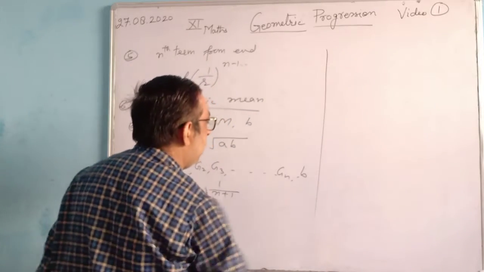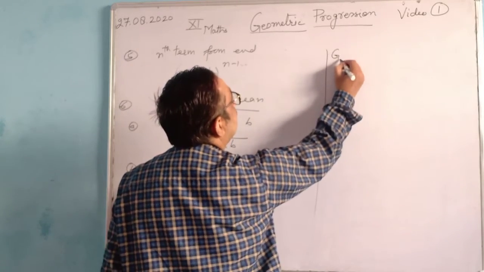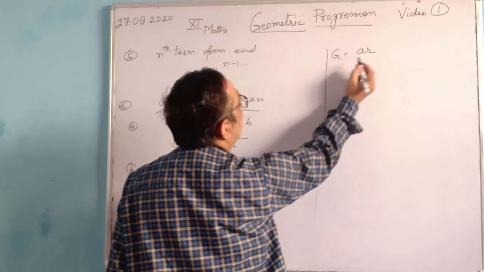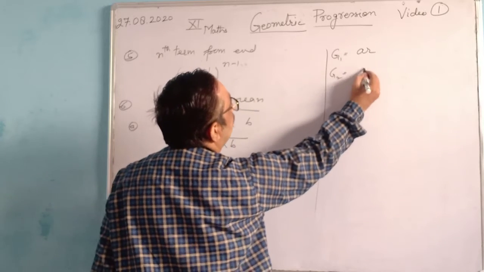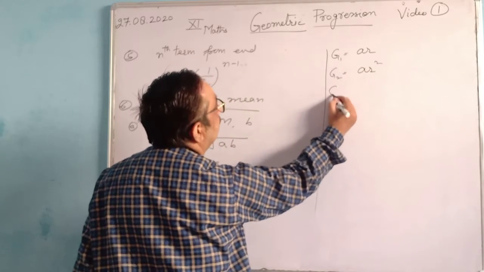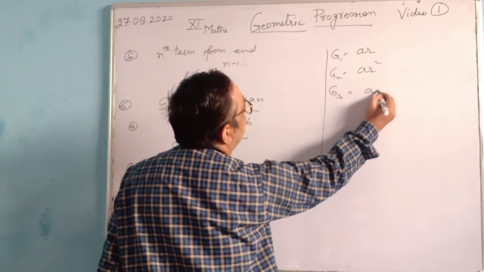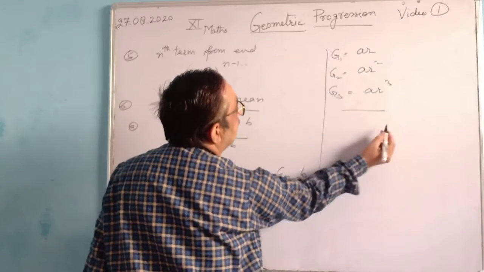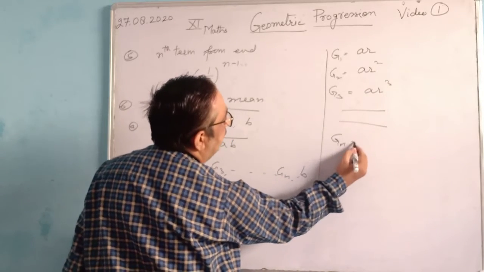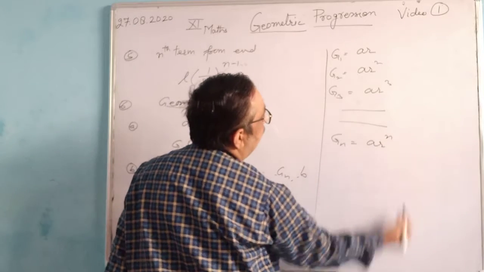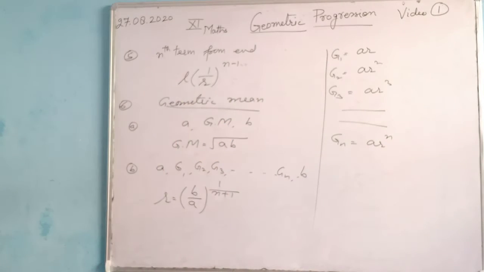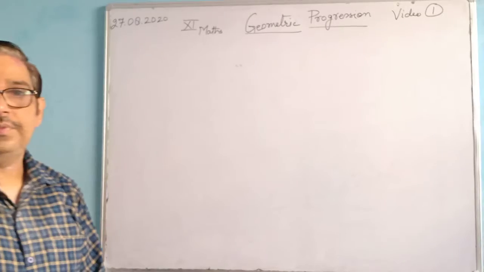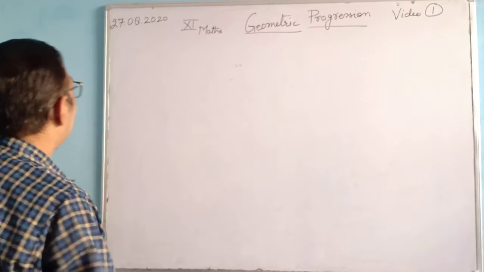Now, G1 is ar, G2 is ar squared, G3 is ar cubed. Similarly, Gn is ar to the power n. Is it clear? Okay. Now discuss the questions.